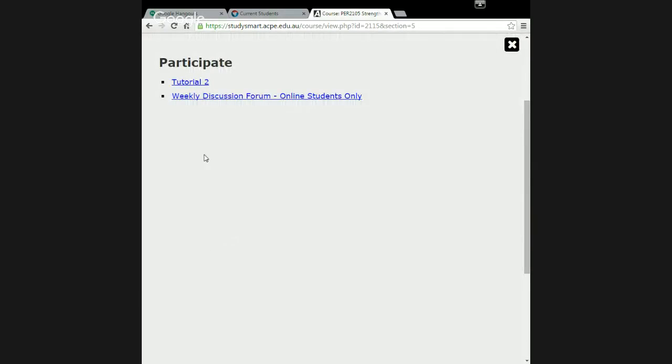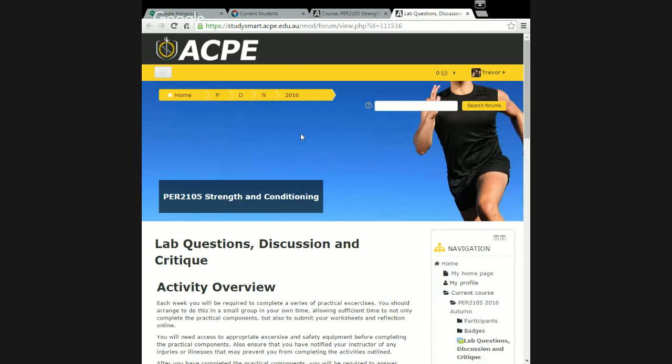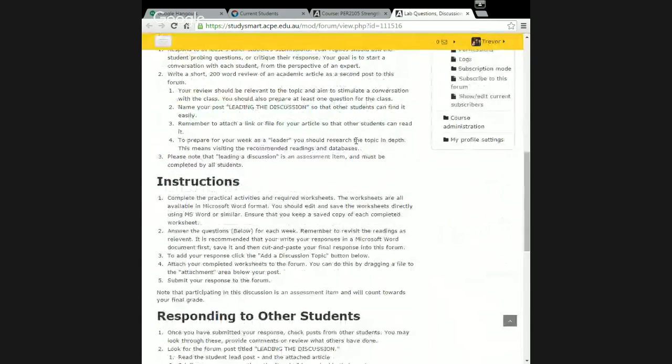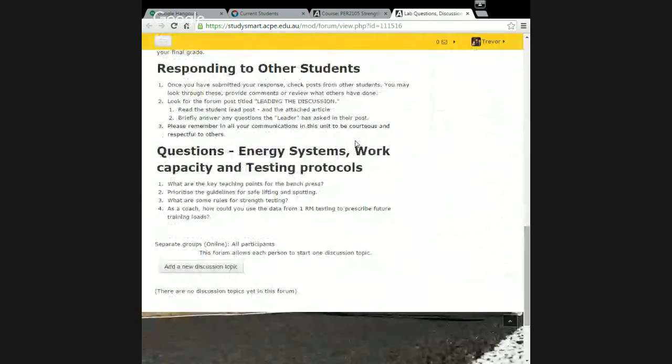Participate, co-tutorial. For you guys, get onto the discussion forum. There's a number of questions. Your review should be relevant. Respond to at least 5 other students. Complete the practical activities, required worksheets, that sort of thing. Click on down here and you add a description or topic. So here we've got the questions for this week, which would be energy systems, work capacity and testing protocols.